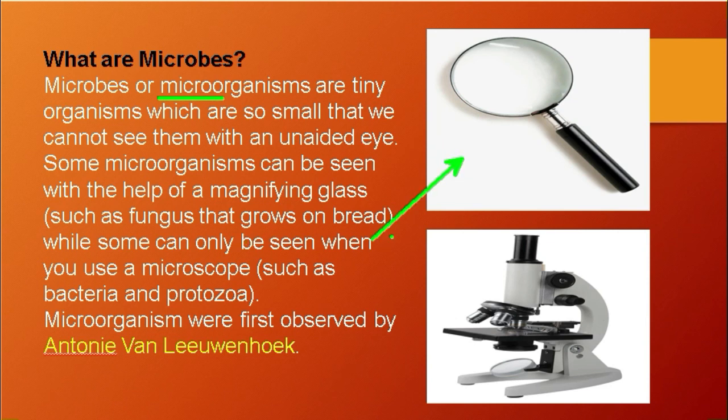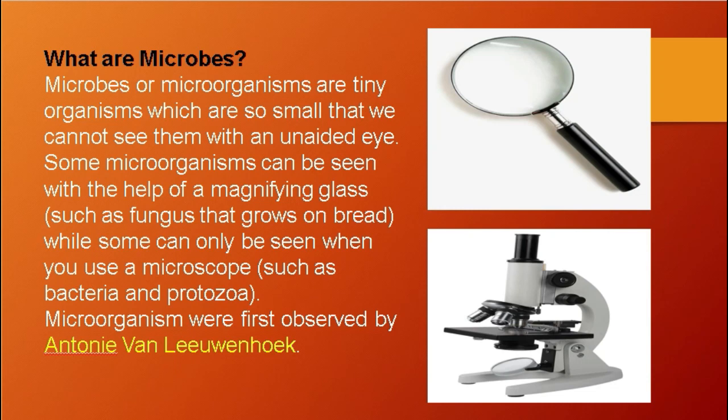As you can see here, this kind of device is used to see slightly bigger objects, but in cases where the microorganisms are too small, we use a microscope. As you can see in this image, this is a microscope that we can use to see tiny microorganisms. Now here is one important point for you: microorganisms were first observed by Antony van Leeuwenhoek. He was the scientist who first observed microorganisms under a microscope.